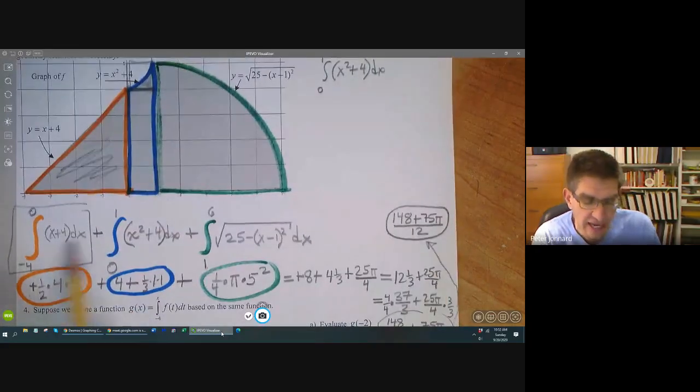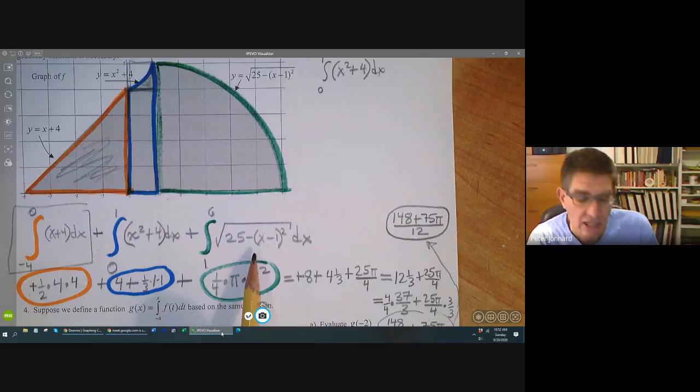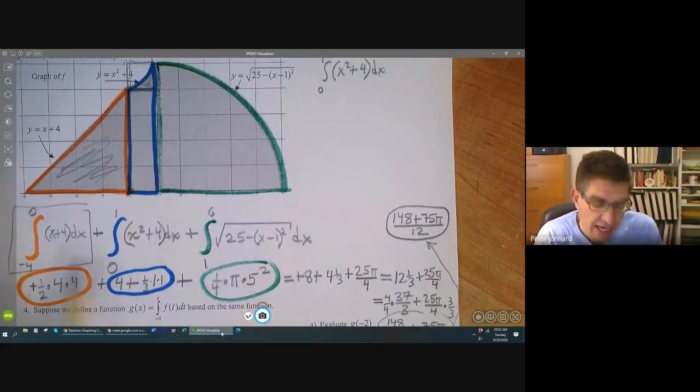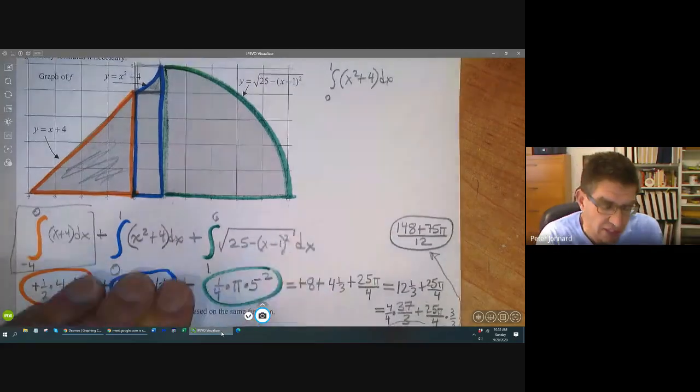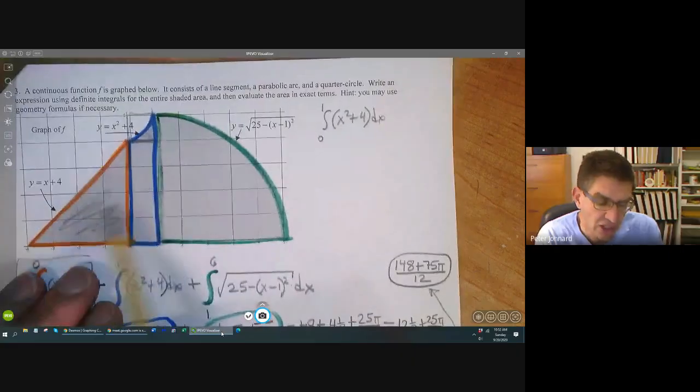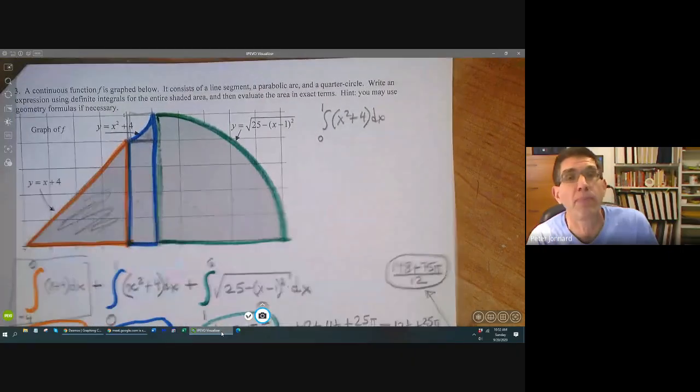This would take an afternoon of work for us to do. We haven't even learned how to integrate this yet, okay? So this would take hours and hours and hours to work out if we thought of it as a bunch of symbols. But if we think of it as a series of geometric shapes, it's much more manageable.